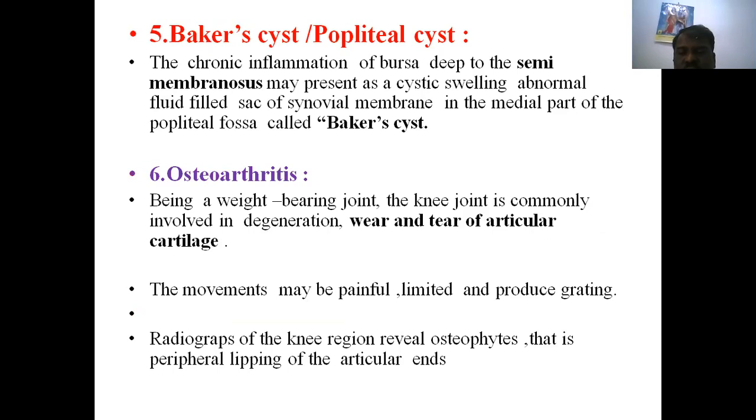Nowadays it is most commonly seen, the knee being a weight bearing joint. The knee joint is commonly involved in degeneration after 40 years in females, mainly wear and tear of the articular surfaces, where the articular cartilage is worn. At that time movement may be painful, limited and produce grating. Radiographically, when you take the X-rays, we can identify osteophytes, that is peripheral lipping of the articular ends.